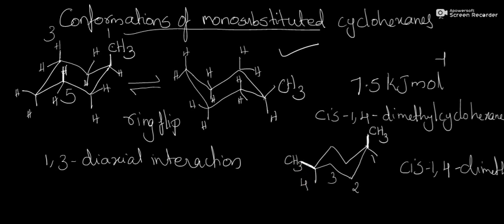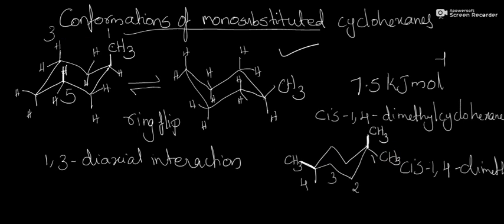Then how can you draw the trans conformation of 1,4-dimethyl cyclohexane? So trans means both the substituents are in opposite phase. So if one CH3 group is at the equatorial position, that is towards upward, and here the CH3 group should be downward, that is trans.